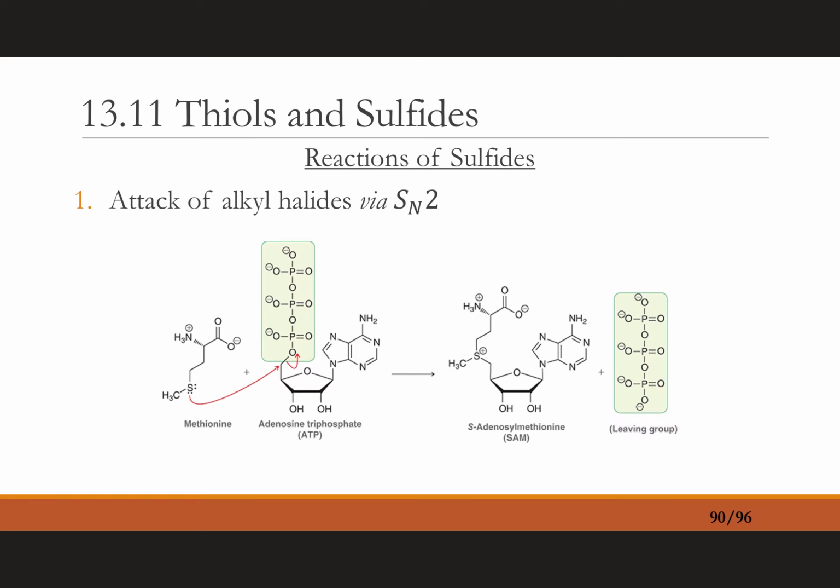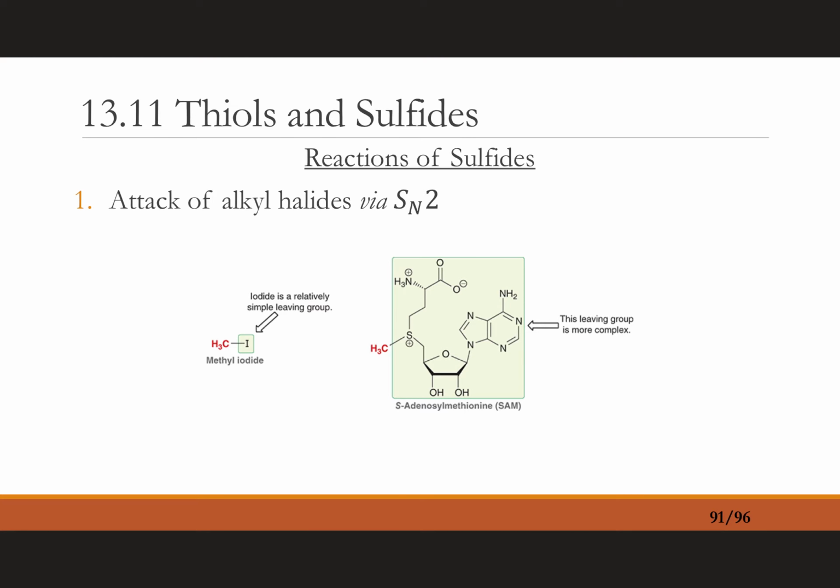Another biological use of this alkylating property of the sulfides is a methylation reaction between methionine, an amino acid, and ATP, or adenosine triphosphate, and that makes this SAM molecule here, or S-adenosyl methionine, which kicked off this inorganic phosphate group in the process. The SAM molecule possesses this methyl group attached to that positively charged sulfur, so the SAM is a really good methylating agent. One use of SAM biologically is the production of adrenaline from noradrenaline, and in that the SAM is attacked at the methyl group right here by a nitrogen on the noradrenaline, kicking off the rest of that complex leaving group, the SAM, and then it methylates the nitrogen, creating adrenaline.